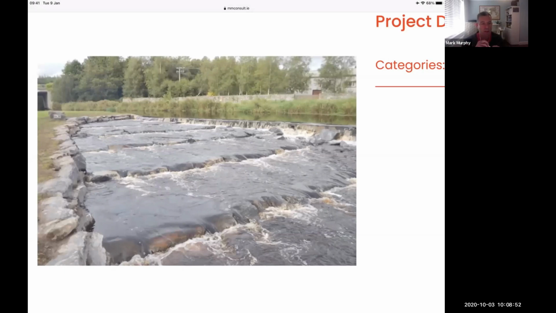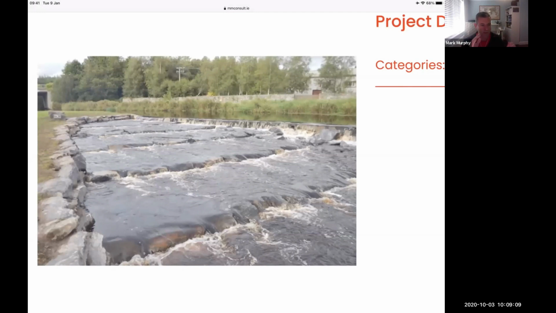Now that was 2 meters high, and salmon were jumping at it, and only the strong salmon would survive. A lot of salmon would be killed because they just get tired, and then they can't go up to their spawning grounds higher up on the river. That's the River Nore. Now we had one problem with this rock ramp.